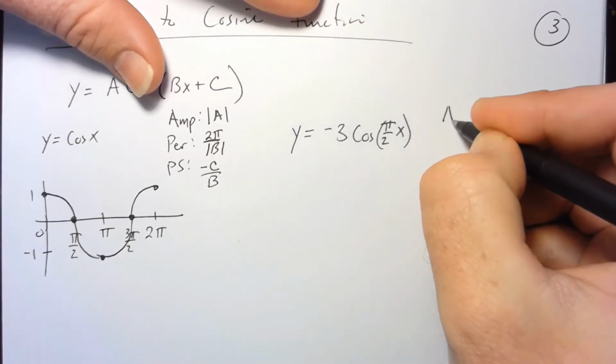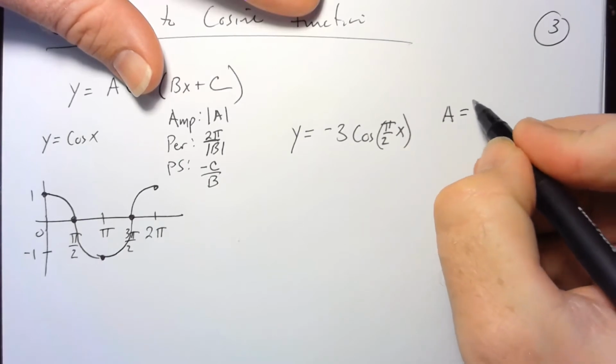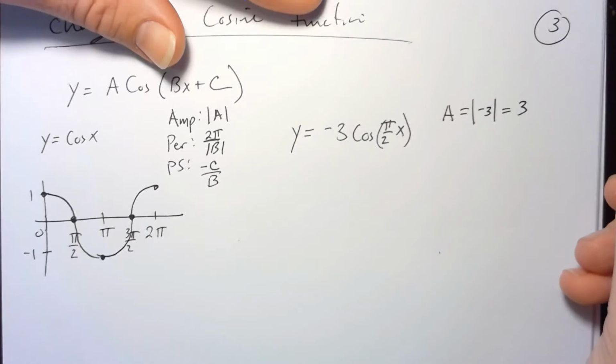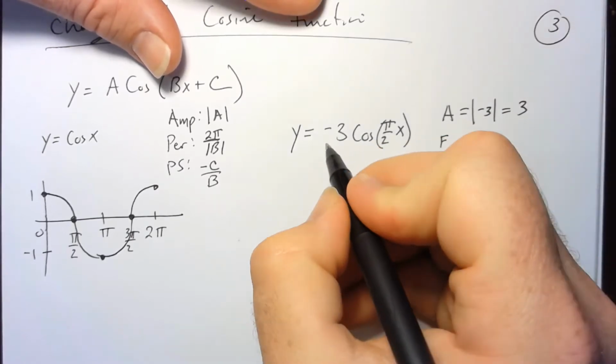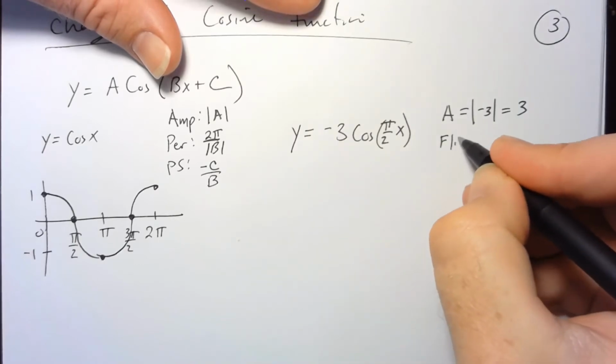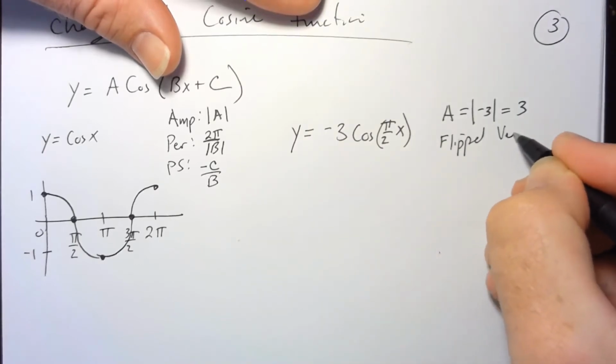The first thing I'm going to do is label my amplitude. My a, remember, is the absolute value of this. So it's the absolute value of negative 3, which makes it 3. But I have to recall that a negative out in front of any graph will force it to be flipped upside down. So I'm going to go ahead and say flip one more time vertically.